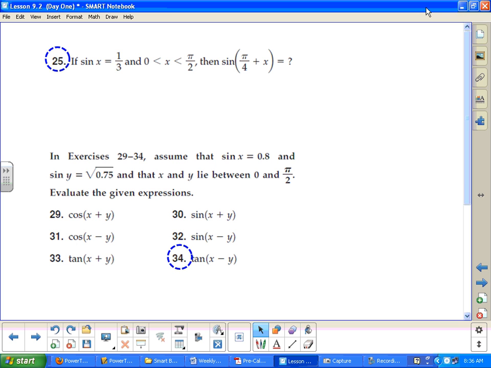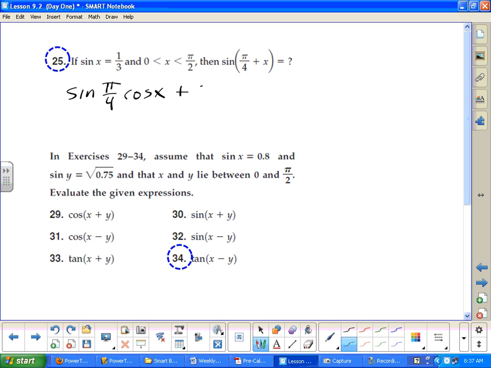Okay. Here's number 25. It says if sine of x equals 1/3 and x is between 0 and pi over 2, so the first quadrant, then find the sine of pi over 4 plus x. So if we use our sum identity for sine, we'll have the sine of pi over 4 cosine of x plus cosine of pi over 4 sine of x. All right, there's our sum identity. Well, we know what sine and cosine of pi over 4 are, right? We've done that lots of times.